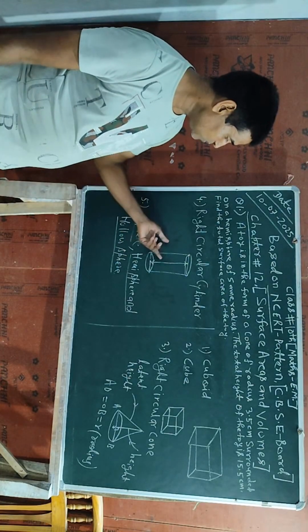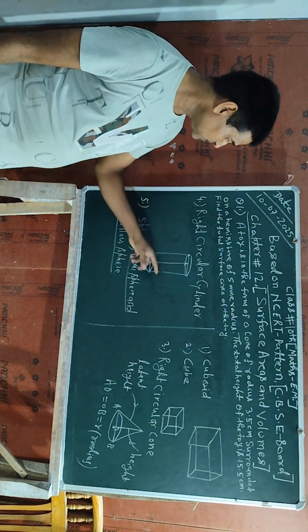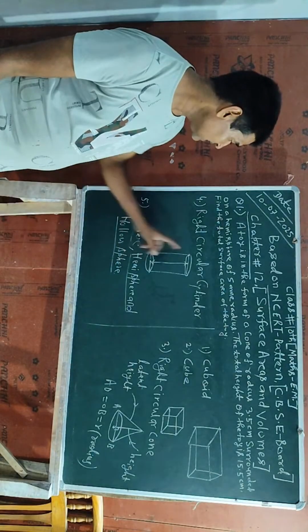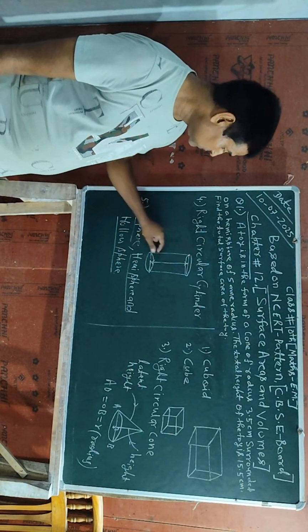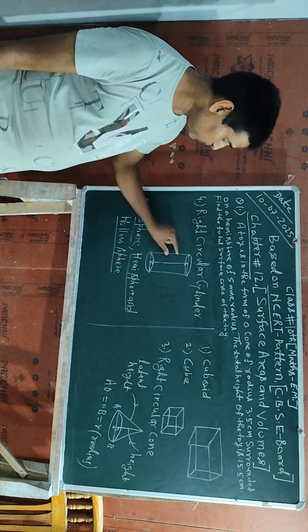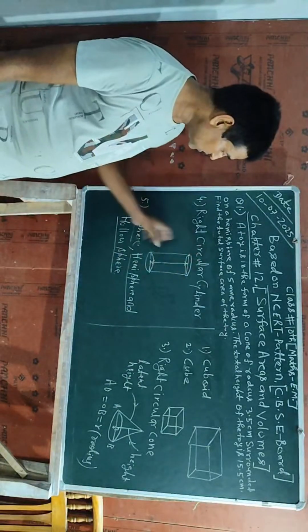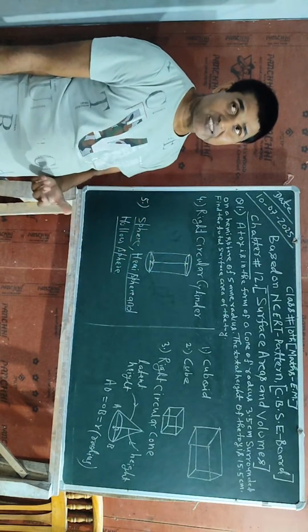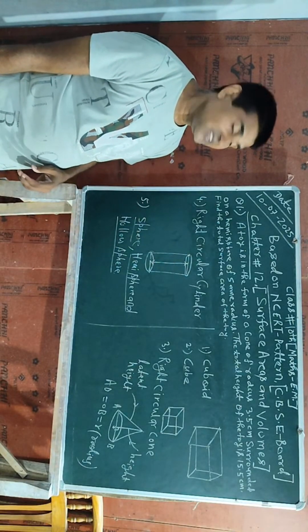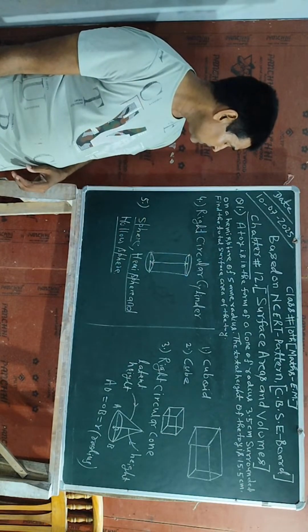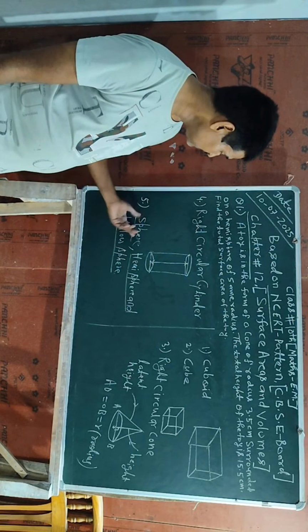In this case I have to get the curved surface area, that will be 2 pi rs, and its total surface area will be 2 pi rs plus pi r square plus pi r square. Then I will simplify, then I will find an expression that will be the total surface area of a right circular cylinder. Similarly I will get a sphere.